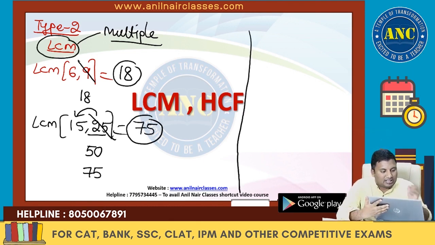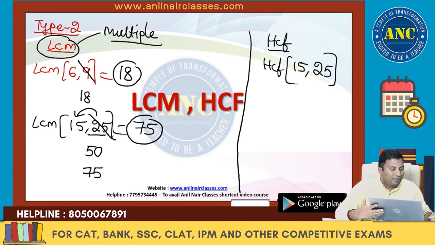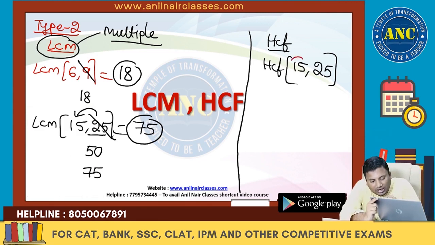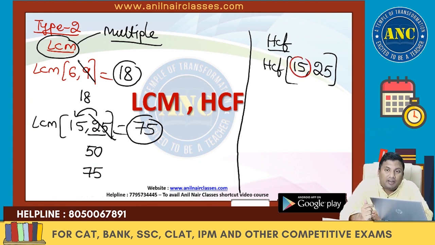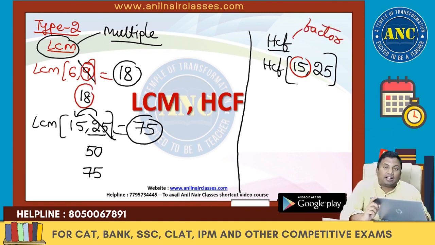This is for LCM. Now what will we do for HCF? HCF of 15 comma 25. The method is, take the smallest number. Is 15 a factor of 25? No, 15 is not a factor of 25. For LCM, because it is multiple, I took the multiples. Because HCF comes from factor, take the factors of 15.